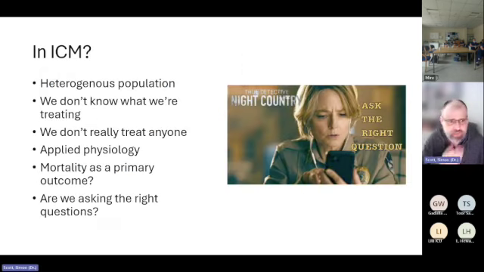So the final thing, intensive care medicine. I think we're reaching the end. Good. So intensive care medicine. What about research in intensive care medicine?